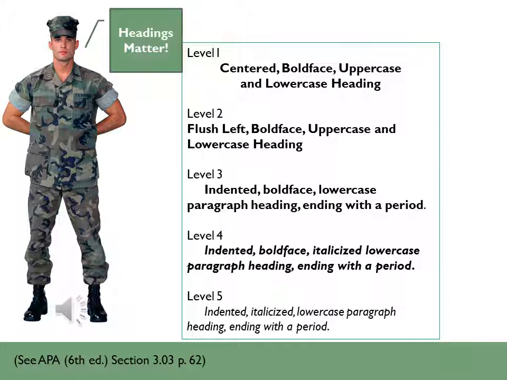Heading level 1 is centered, bold-faced, and it's an upper and lowercase heading. Heading level 2 is flush to the left. It's bold-faced, and it's also an upper and lowercase heading. These 2 heading levels are standalone, and the body of your paper or of that section will begin on a separate paragraph. Heading levels 3, 4, and 5 will begin immediately in the paragraph. For more information on heading levels, you can go visit section 3.03 or page 62.